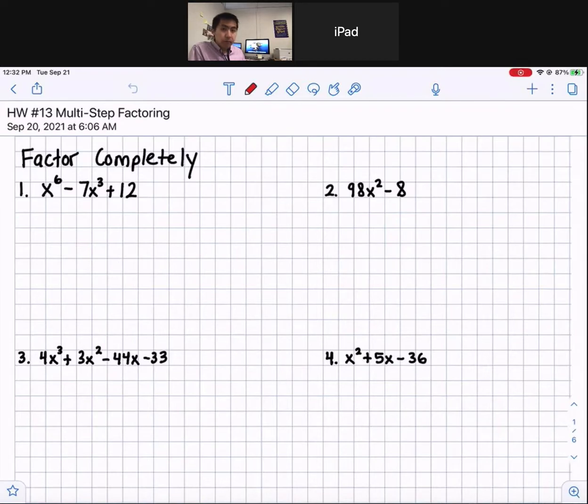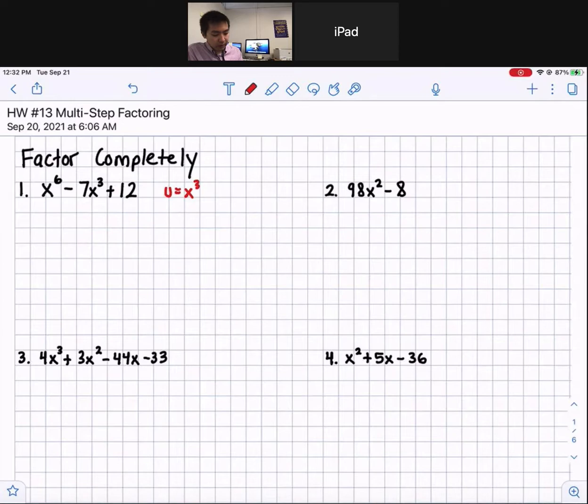So, when you take a look at number 1, first of all, there's 3 terms, so you know it's a trinomial, 3 terms. Also, if you look, this has a power of 6 and this has a power of 3. 6 is double of 3, so that is an indication we should probably do a u substitution. Now we're going to set u equal to x to the third.